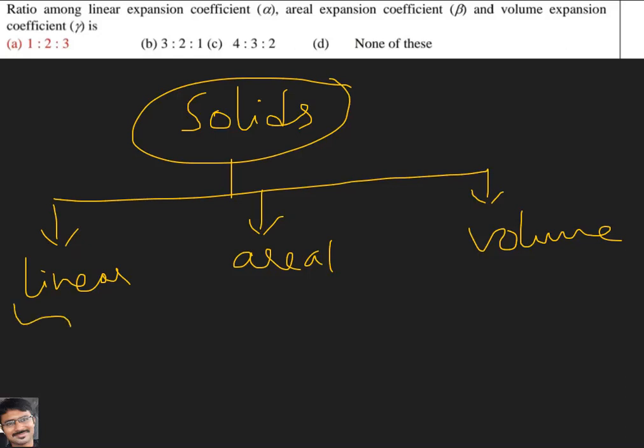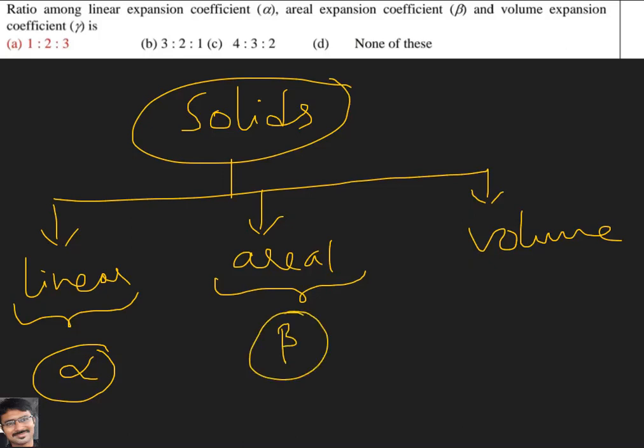In linear expansion, we use a term called alpha. It is called coefficient of linear expansion. And in areal expansion, beta. It is called coefficient of areal expansion. For volume expansion, we will discuss it as gamma. Gamma is called coefficient of volume expansion.